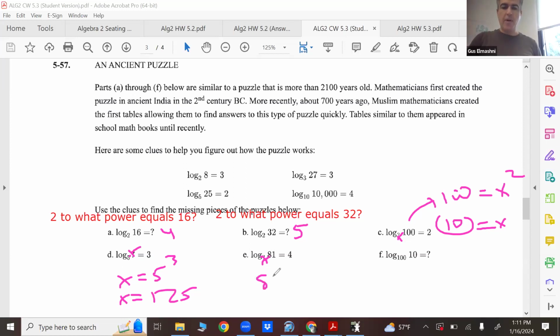Same thing here. 81 equals x to the 4th power. x equals 3. Let's call this x here. 10 equals 100 to the x power. Ooh, that's a tricky one.